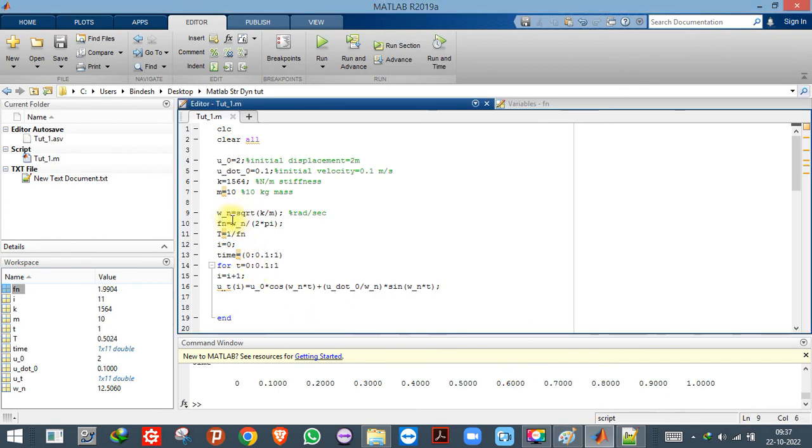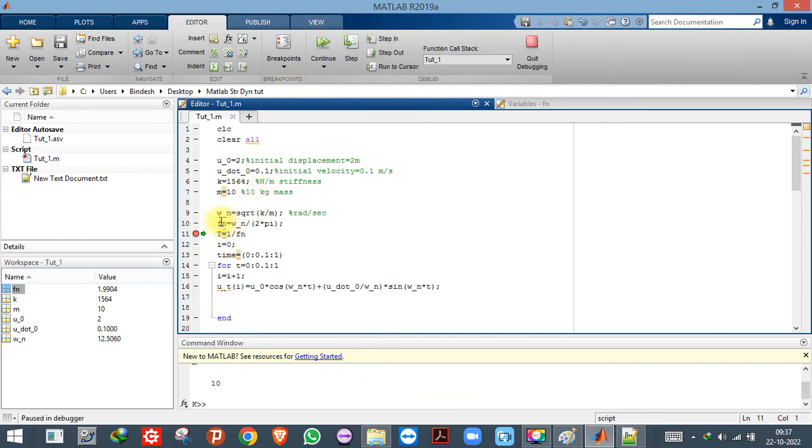Okay, so a little mistake I have made: that Fn is not 2 pi upon omega, it is omega n upon 2 pi. So from there, if you see this, the Fn value, that is the cyclic frequency, is 1.99 cycles per second, nearly 2 cycles in 1 second. Okay, nearly 2 cycles, it shows Fn equal to 1.99, 2 cycles in 1 second.